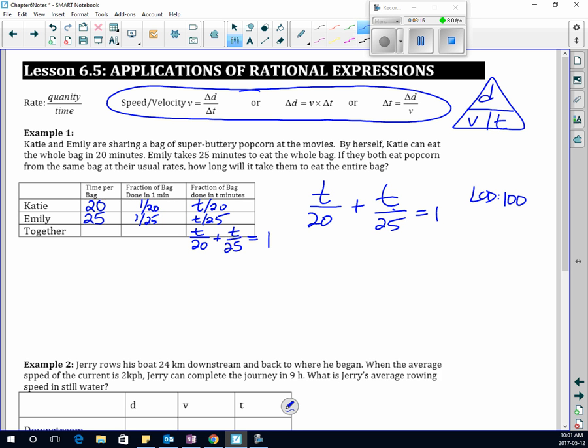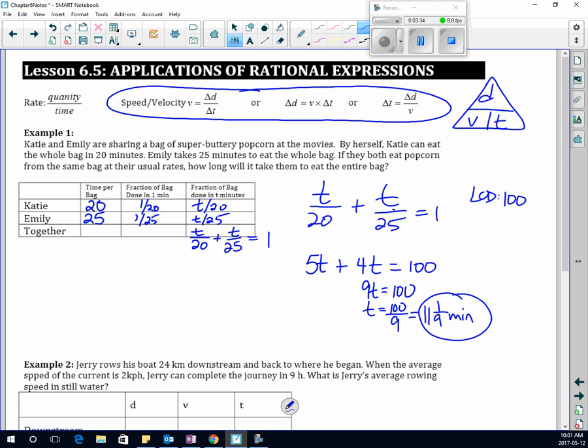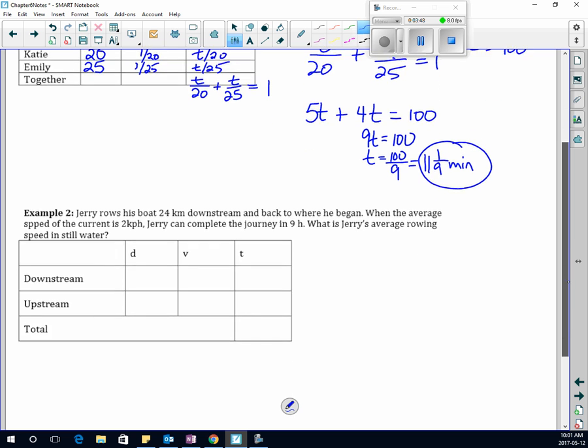So I get 5t plus 4t equals 100. Again, I multiplied each and every term by 100. So I get 9t equals 100. So t is 100 divided by 9, which is 11 1/9 minutes. And that makes sense. It should take them a little bit more. Katie can do half a bag in, say, 10 minutes, so a whole bag, because Emily takes a little longer.